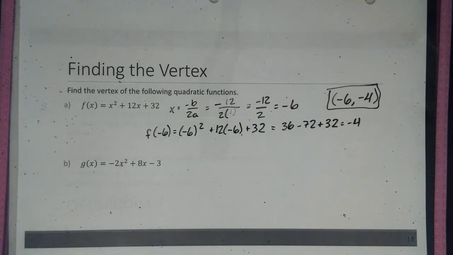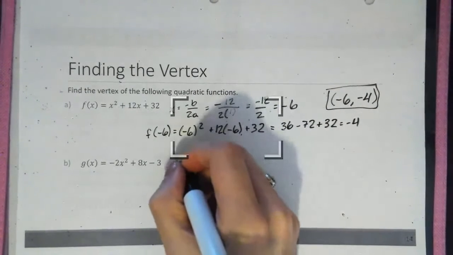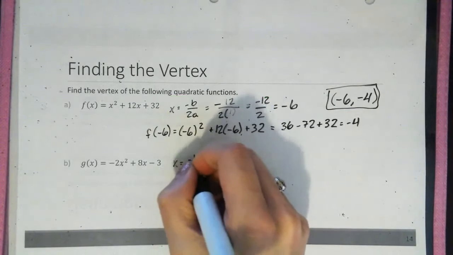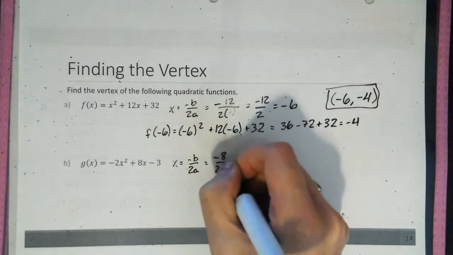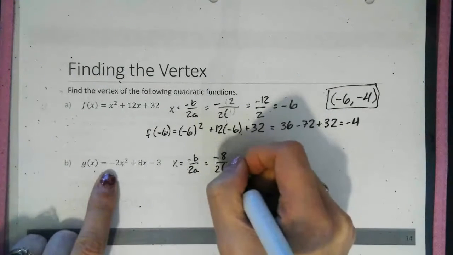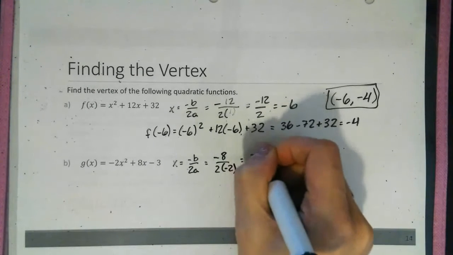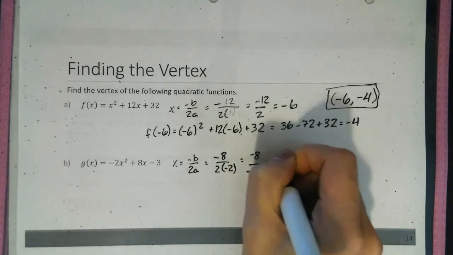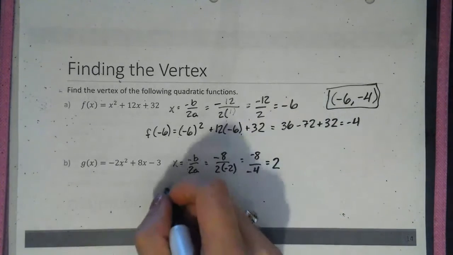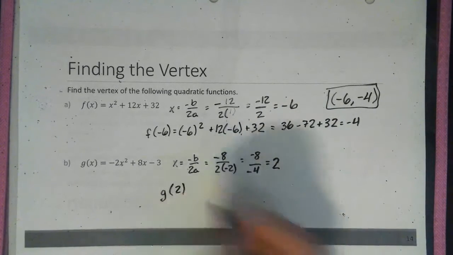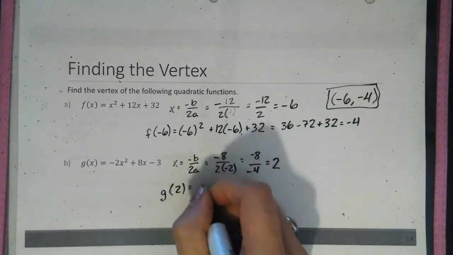Looking at my function g of x, we have negative 2x squared plus 8x minus 3. To find the x value of the vertex, we use negative b over 2a. Which will be negative 8 over 2 times, my a value this time is negative 2. And negative 8 divided by negative 4 is a positive 2. To find the y value of my vertex, I plug that 2 back into the function.